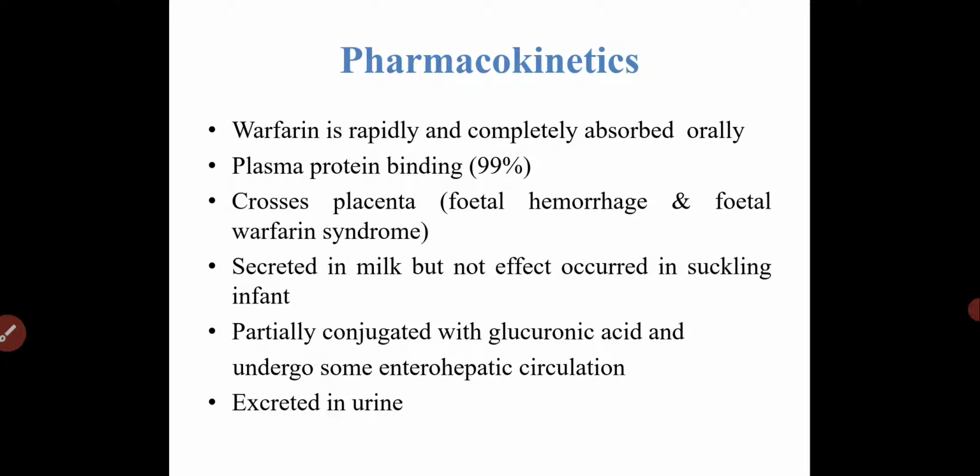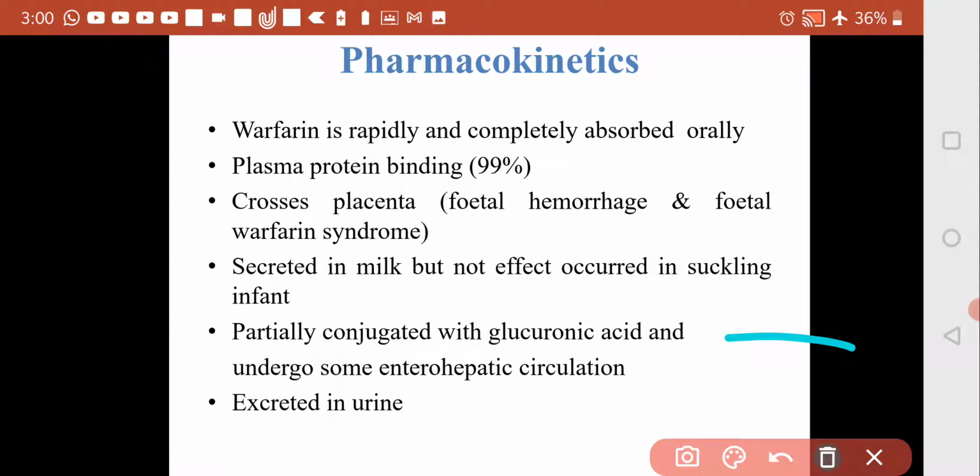It is partially conjugated with glucuronic acid, undergoes enterohepatic circulation, and is excreted in urine. So in PK, particularly try to remember it is orally absorbed, highly plasma protein bound, crosses the placenta, and is also secreted in the milk.